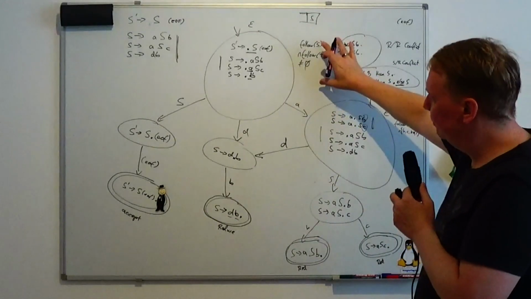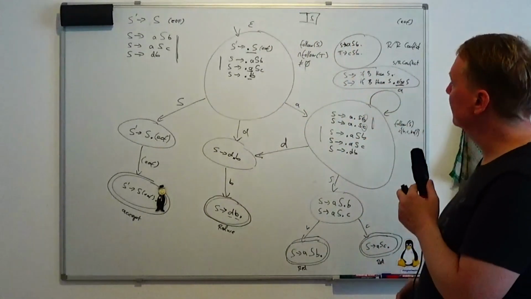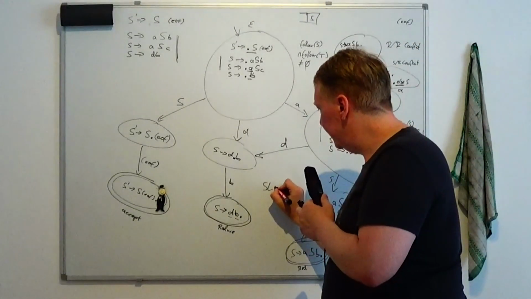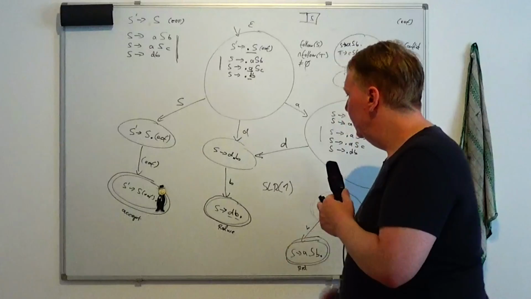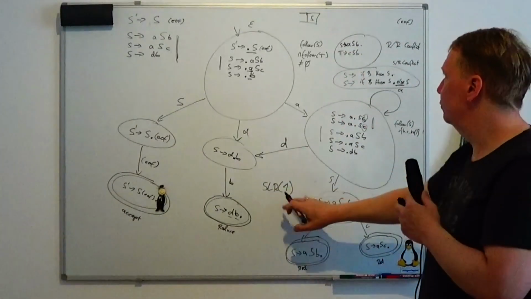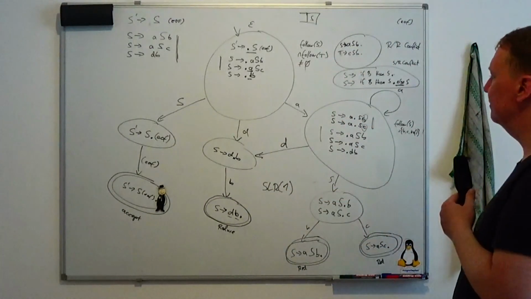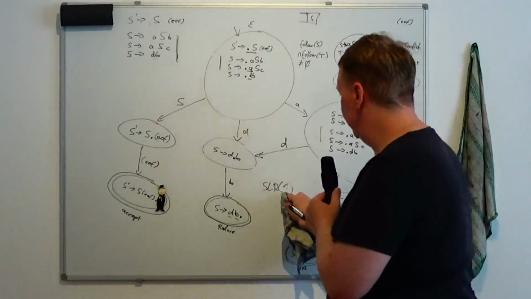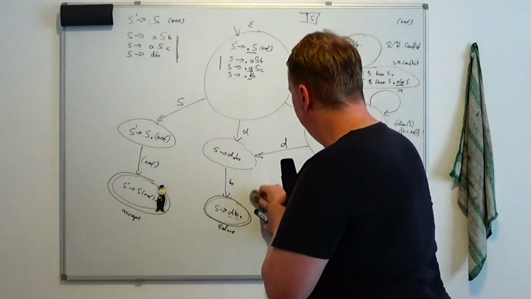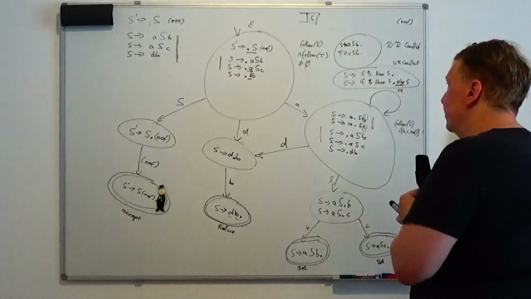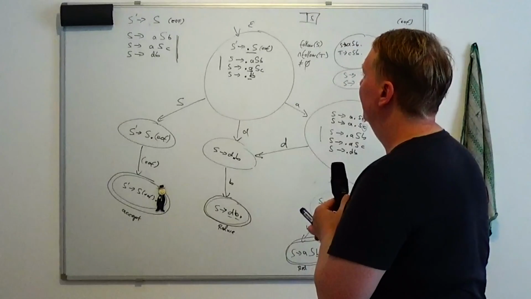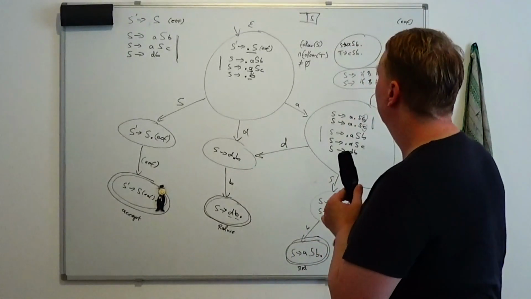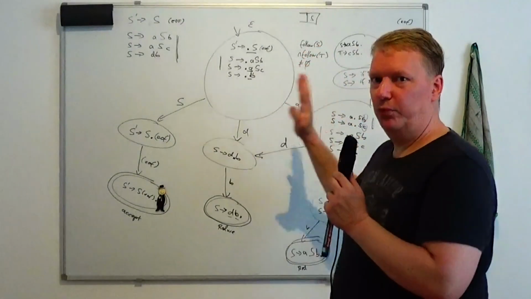So if you have that property that all the follow sets are disjoint, then you have a so-called LR1 grammar, a simple LR1 grammar. But again, that's a rather exotic case of grammars. What you do in reality is that you do some more bookkeeping.